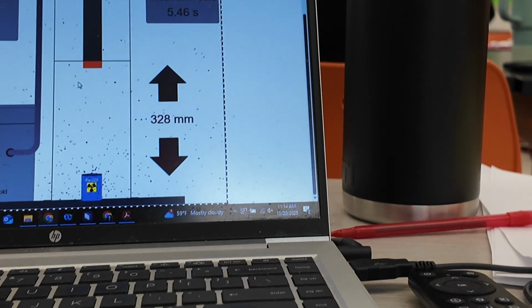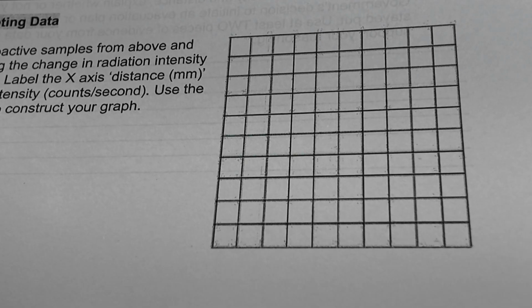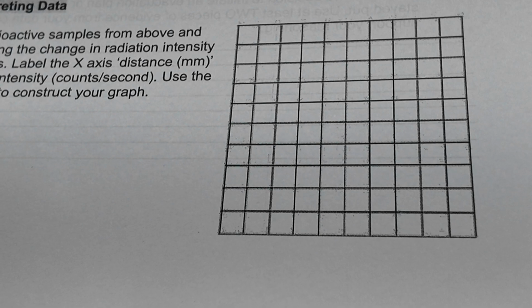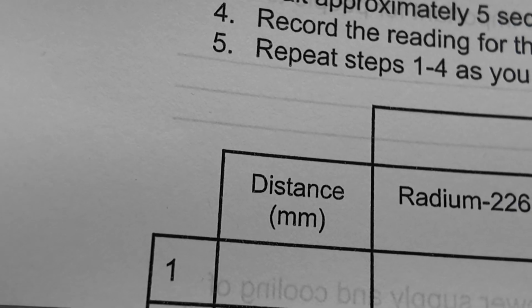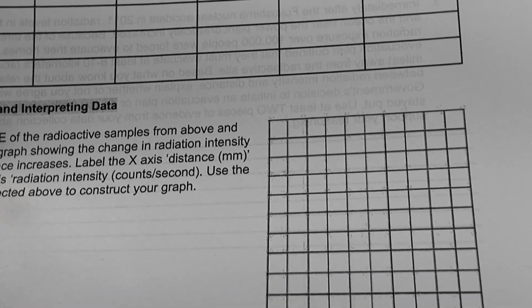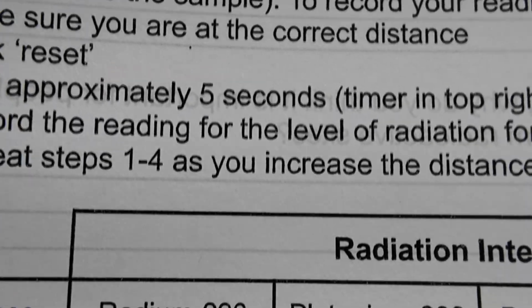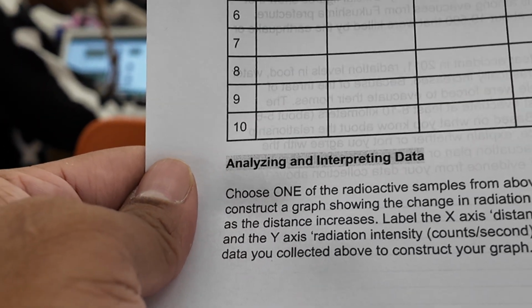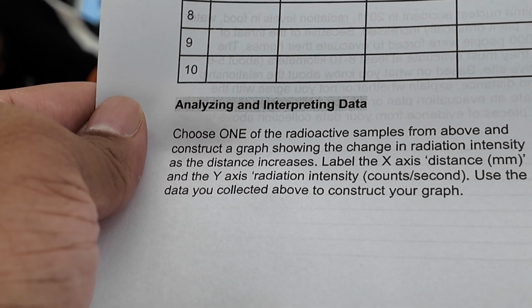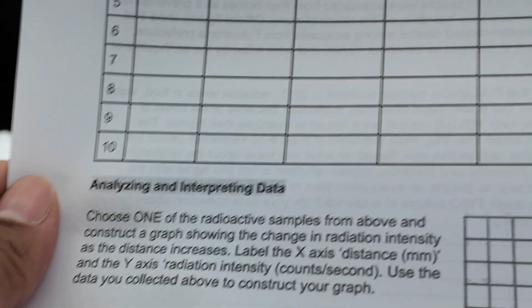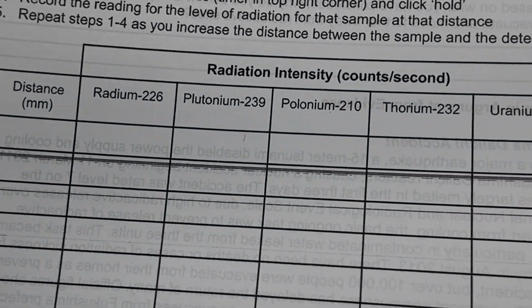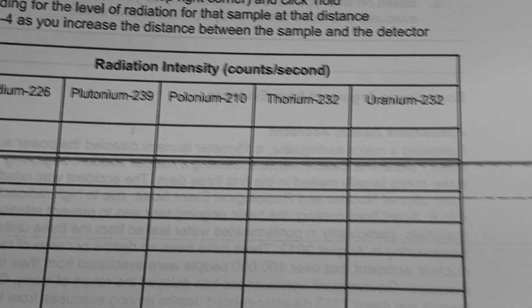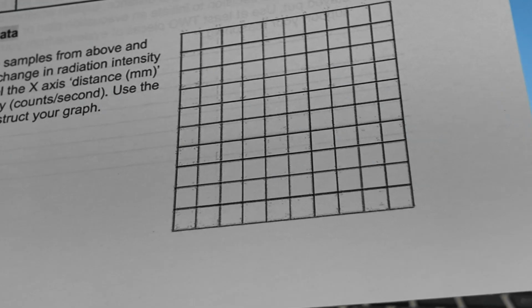Now, what you do after you collect all this data is you plot a graph. So on one axis of the graph should be your distance. One axis of your graph should be your radiation intensity in counts per second. And then according to the instructions here, you are only choosing one of the radioactive samples from above, and you are labeling it, whichever of these 5 radioactive samples you are collecting. You are making that the title, and then you are plotting your graph.